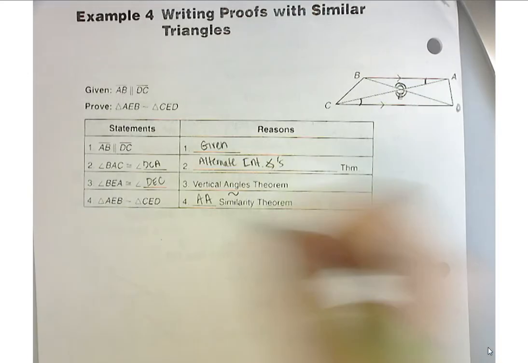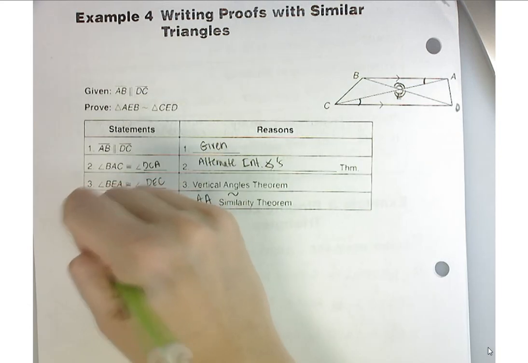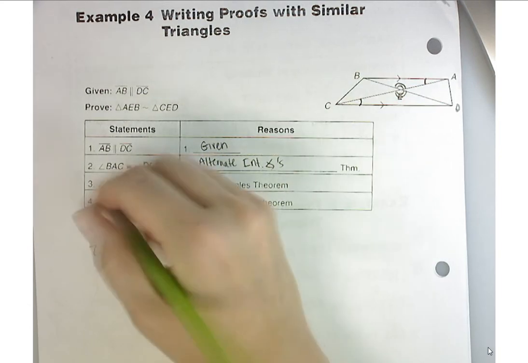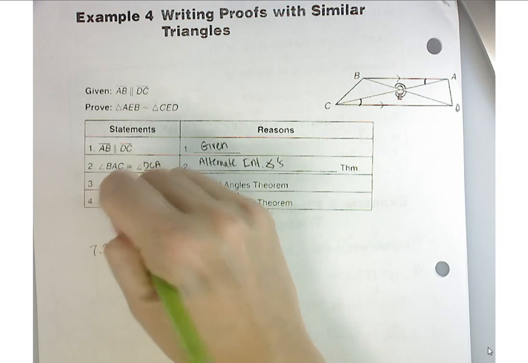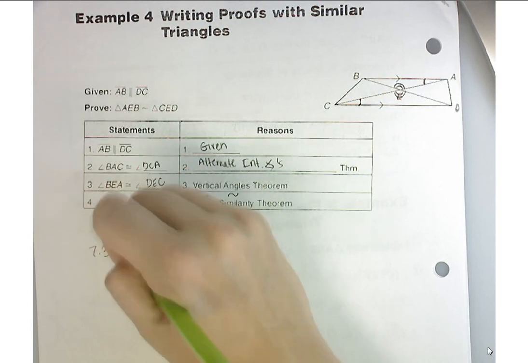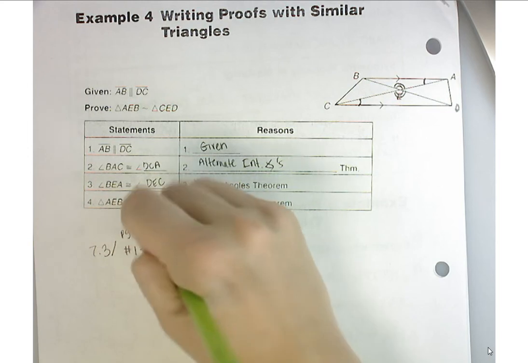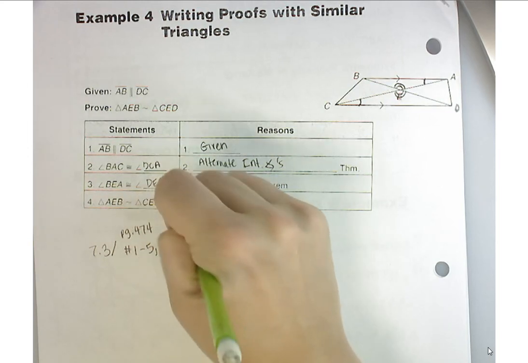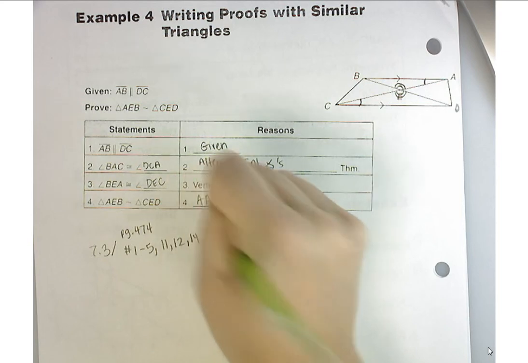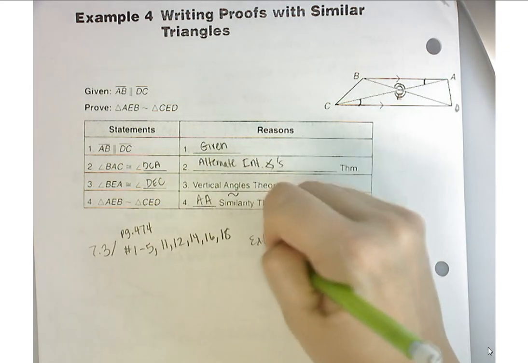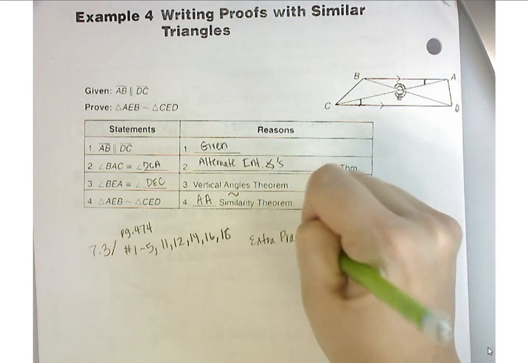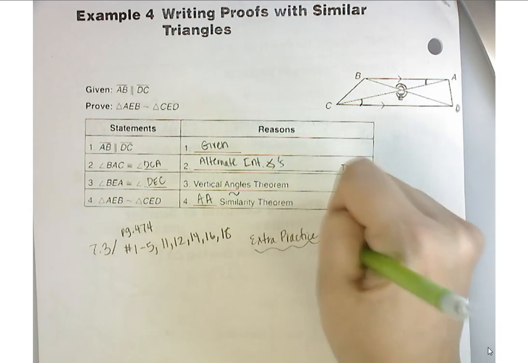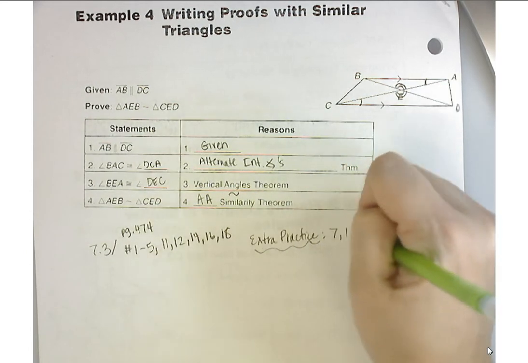Okay, so your homework 7.3, page 474, 1 through 5, 11, 12, 14, 16, 18. If you want some extra practice, you could also try 7 and 15.